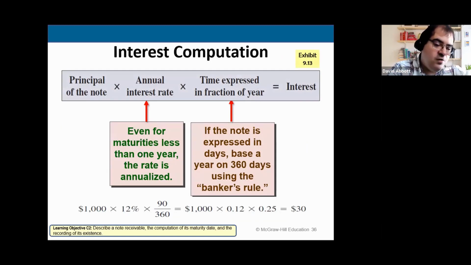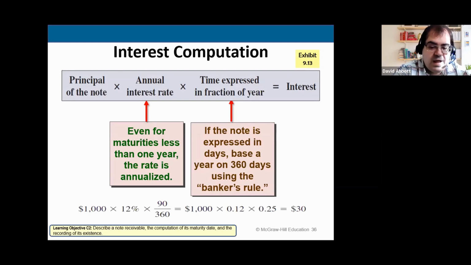Interest computation. Interest is the cost of borrowing money for the borrower, or alternatively, the profit from lending money for the lender. Unless otherwise stated, the rate of interest on a note is the rate charged for the use of the principal for 1 year. The formula for computing interest on a note is shown on this slide. It is calculated as principal times the rate times time. So principal times rate times time.